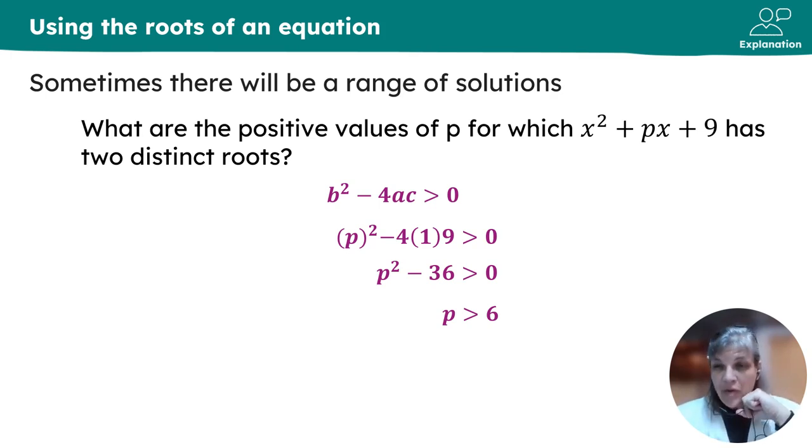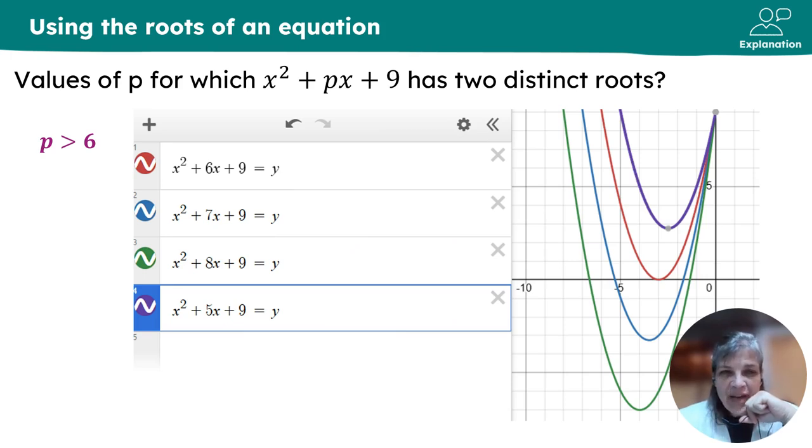The question doesn't ask you to graph it, but let's graph it just to see what's going on here. If we graphed various different solutions, so if we graph p as greater than 6, here is x squared plus 6, that's the one that is the number, then I have 7, 8, and 5. Okay, let's see where these graphs land. If it's 6, we can see that it's touching the x-axis. So there aren't 2 distinct roots. Do you see that? So that's why it has to be greater than 6.